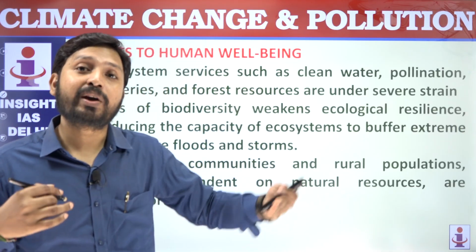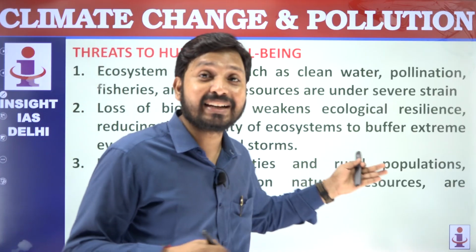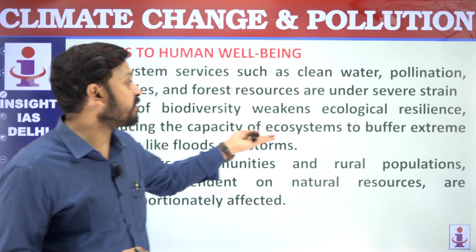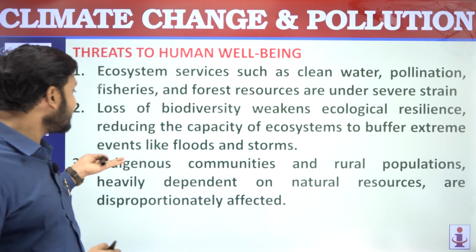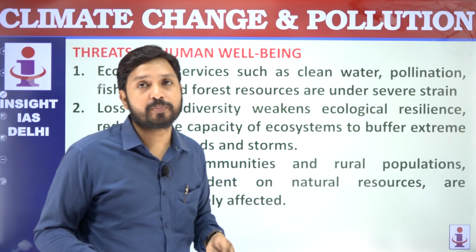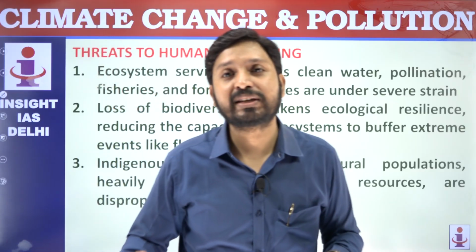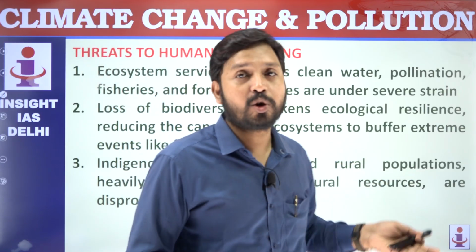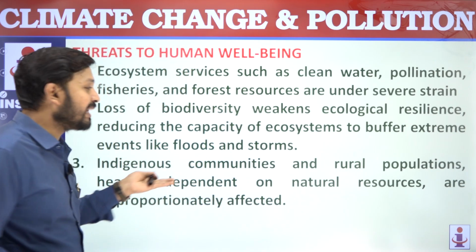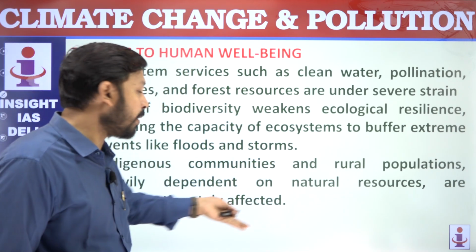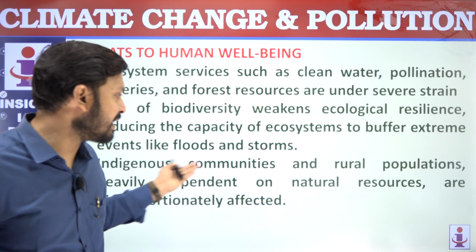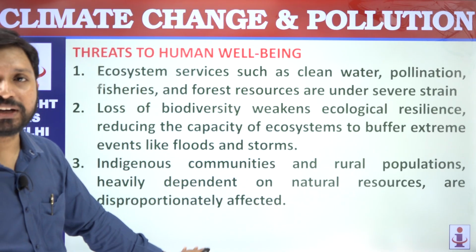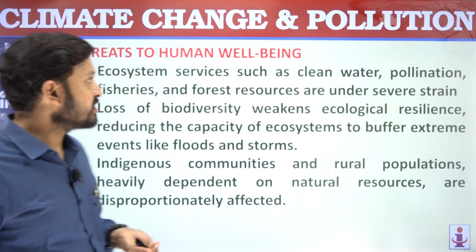And this biodiversity or ecology is acting as a buffer. Okay, for example, reducing the capacity of ecosystem to buffer extreme events like floods and storms. Now as the biodiversity is reducing, it will have negative impact through these floods and storms. Okay, is it clear? So apart from that, indigenous communities and the rural population generally depend more on the natural resources, and they are very, very disproportionately affected because of these climate change related things.